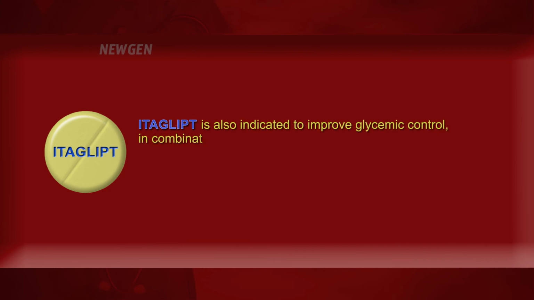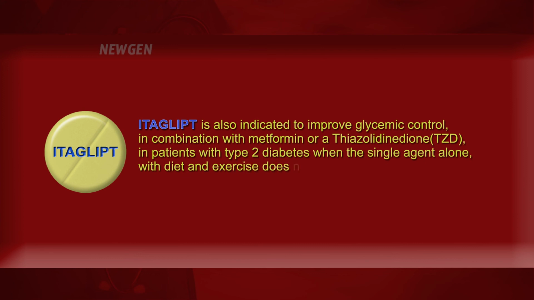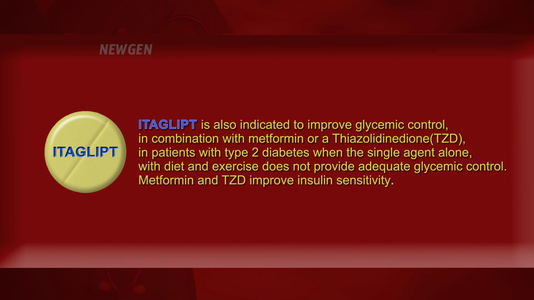Sitagliptin is also indicated to improve glycemic control in combination with metformin or thiazolidinedione in patients with type 2 diabetes when the single agent alone with diet and exercise does not provide adequate glycemic control. Metformin and thiazolidinedione improve insulin sensitivity.